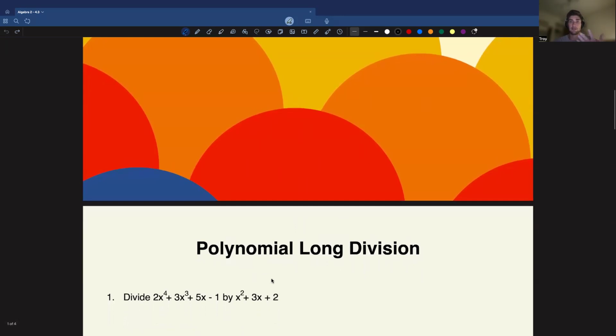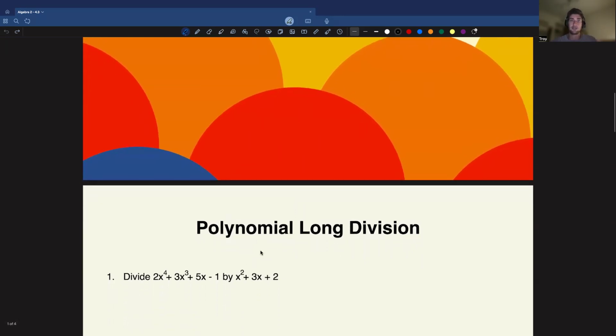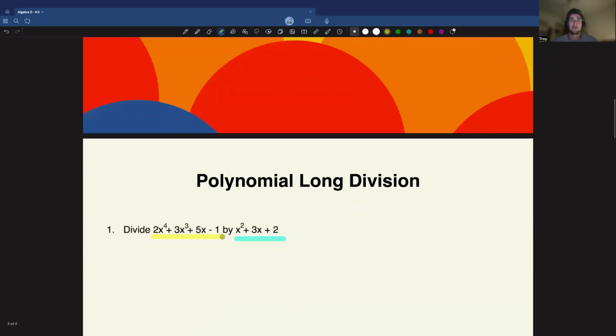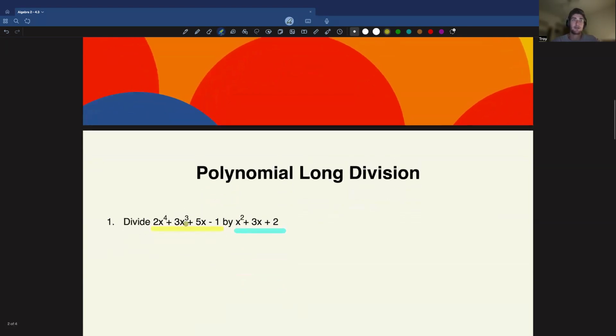And what we mean when we say we're dividing polynomials is that we can take any expression that looks like this. So we have x squared plus 3x plus 2 right here, and we have 2x to the fourth plus 3x to the third plus 5x minus 1. These are both polynomials, and we want to divide them, meaning we're doing yellow divided by blue here.